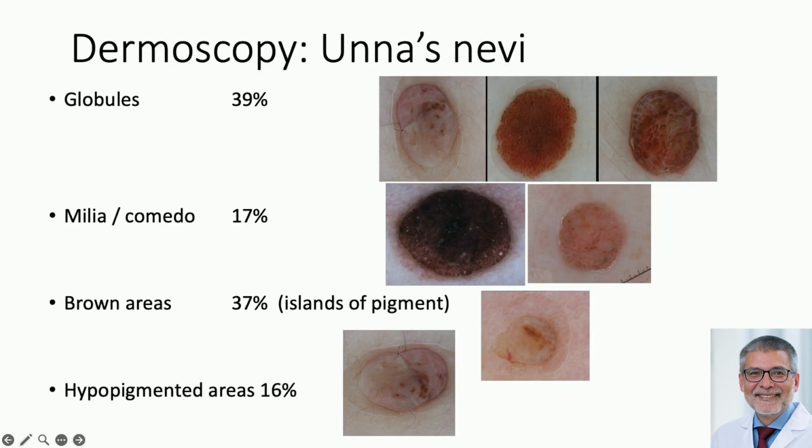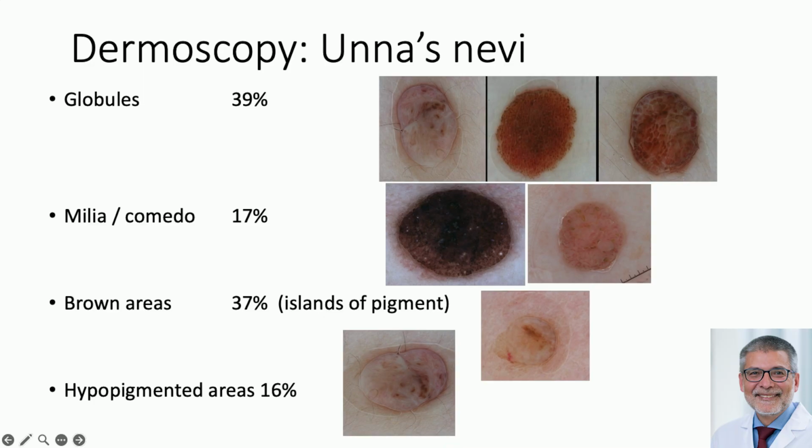Dermoscopically, what do Unna's nevi show? They have globules. They can have milia and comedo openings present within the lesion. They can have a little bit of brown pigmentation, and they can have some hypopigmentation as well. That's pretty much the dermoscopic features that you see in these so-called Unna's nevi.